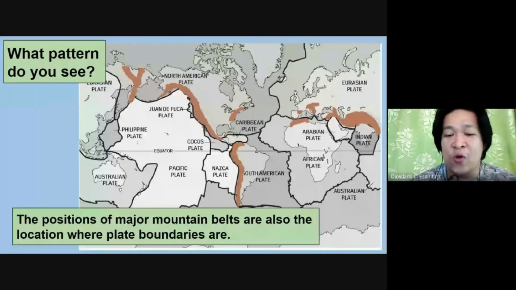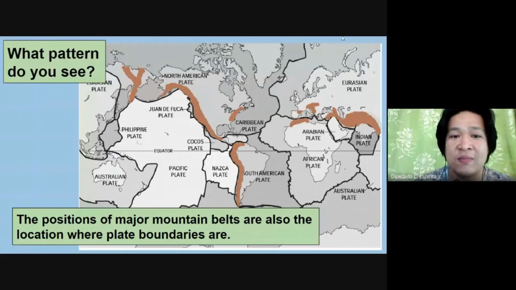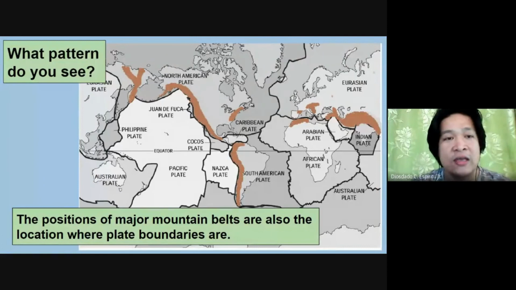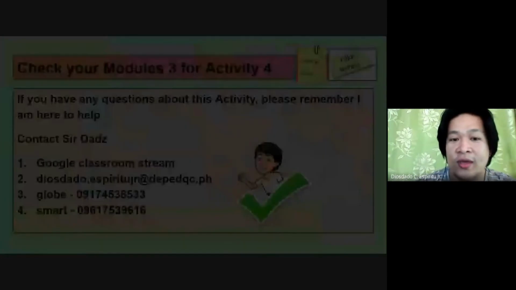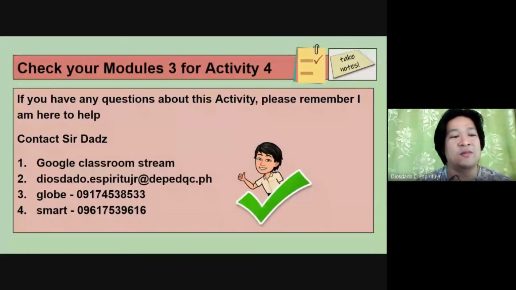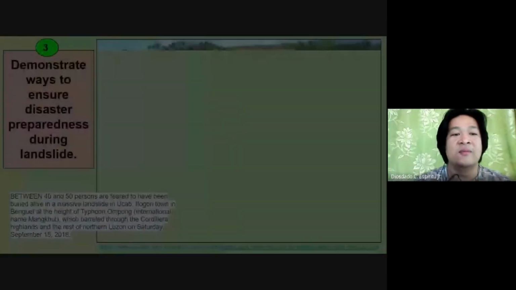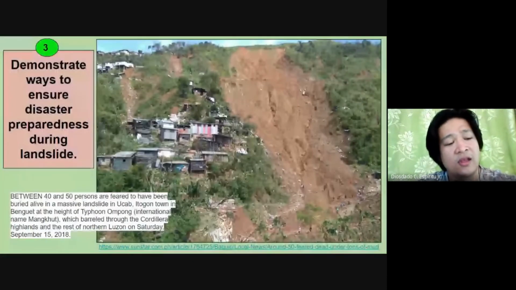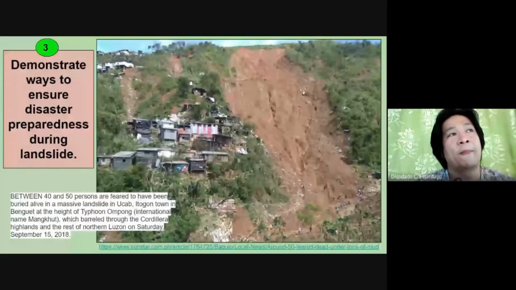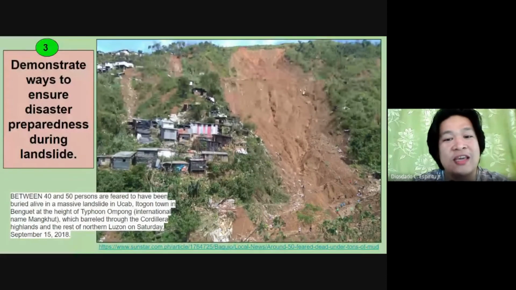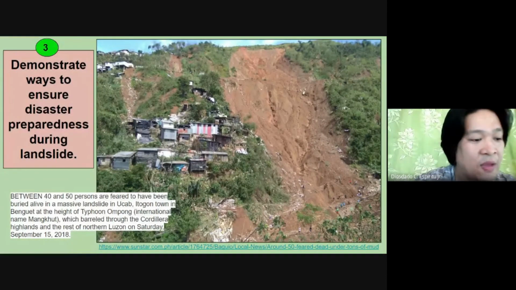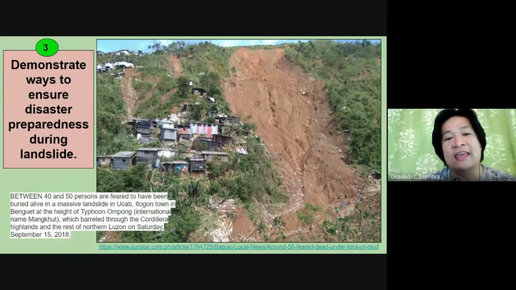Okay, so basically in activity module 1 and module 2, if you have finished those modules, if these plates move, basically they will create ground shaking or what we call earthquakes. That will result in what? If you are on a mountain and there is an earthquake, basically we will point towards our third target, which is what? Mountains, ground shaking. Yeah, so basically we have a disaster called a landslide.